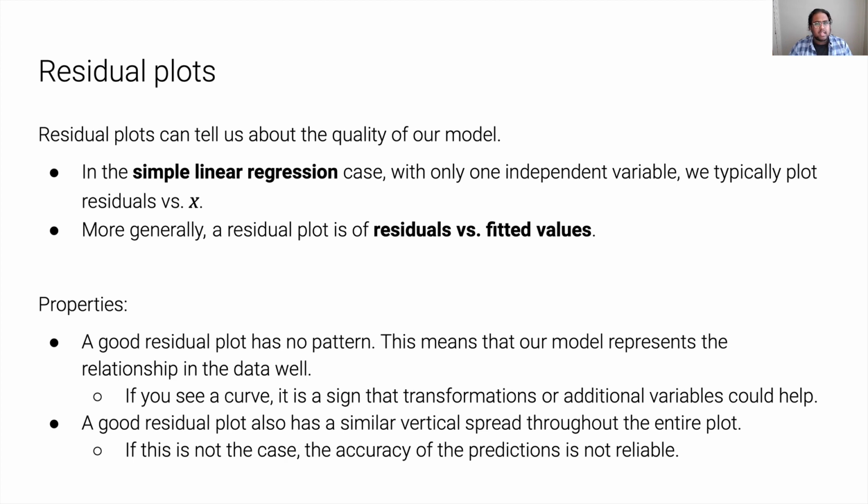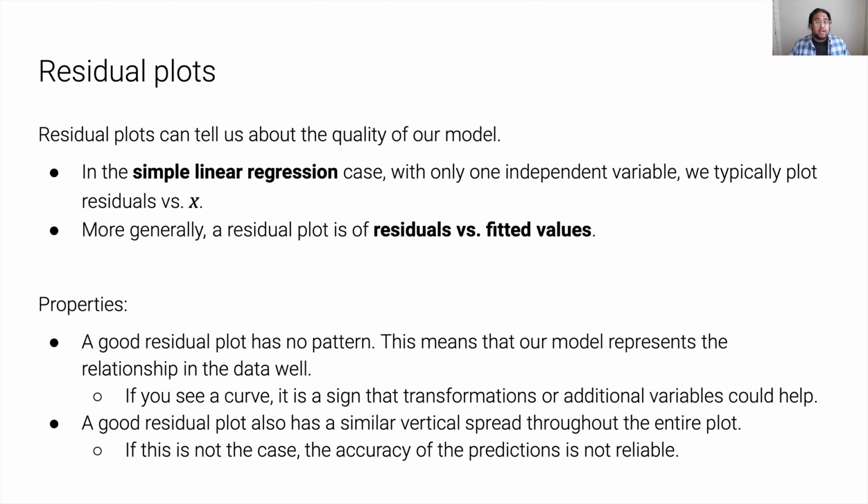Now, we will momentarily look at some residual plots, but what should we look for? Well, a good residual plot has no pattern. What this means is that our model represents the relationship in the data quite well. If you see some sort of clear pattern in your residual plot, then that indicates that there's some underlying structure between the variables that your model hasn't yet captured. And so in such a case, you may want to transform one of your variables, or more typically, add more features so that you're explaining more of the relationship between your features and your y values.